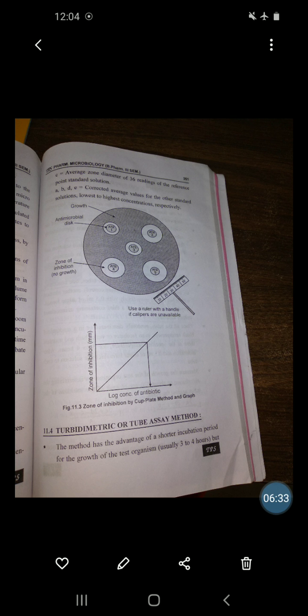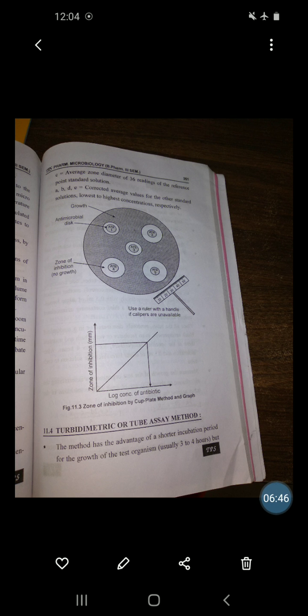A, B, D, E are the corrected average values for the other standard solutions, lowest to highest concentration respectively. Then here we can see the different areas, then growth, antimicrobial disc. Then here we can see the zone of inhibition and plot the graph, log concentration of antibiotic versus the zone of inhibition.